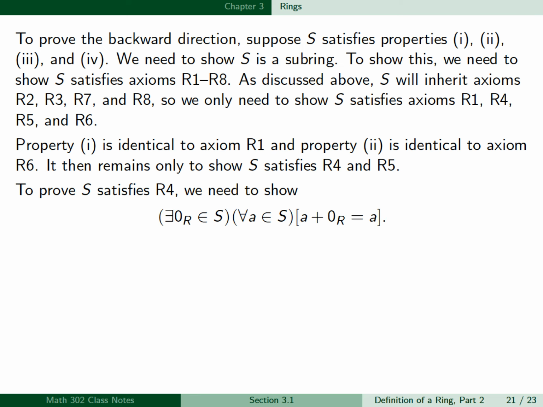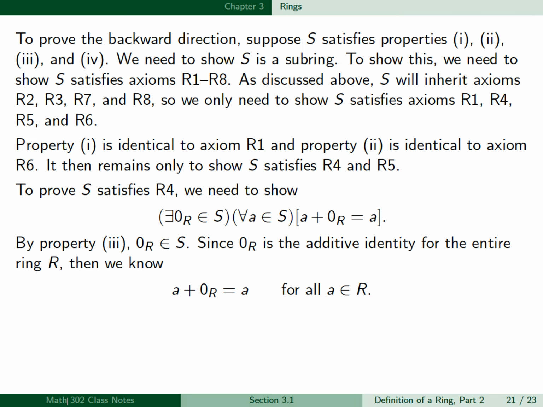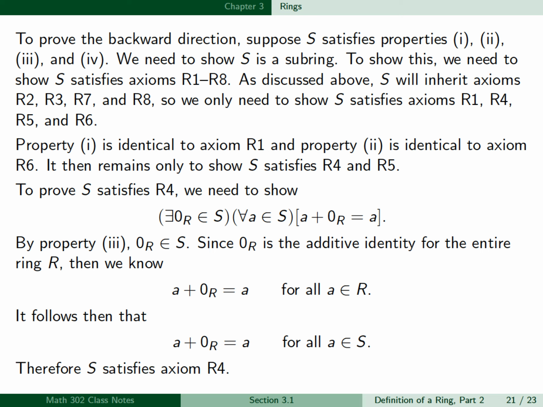Now, to prove S satisfies R4, we need to show there exists a 0 sub R in S such that for all A in S, A plus 0 sub R is equal to A. Now, by property 3, 0 sub R belongs to S. And since 0 sub R is the additive identity for the entire ring R, then we know that A plus 0 sub R is equal to A for all A in R. It follows then that A plus 0 sub R will be equal to A for all A in S. So if we know that the additive identity has this property for all elements in R, it's certainly going to follow that it has the property for all elements in S, since elements of S belong to R. Therefore, S satisfies axiom R4.